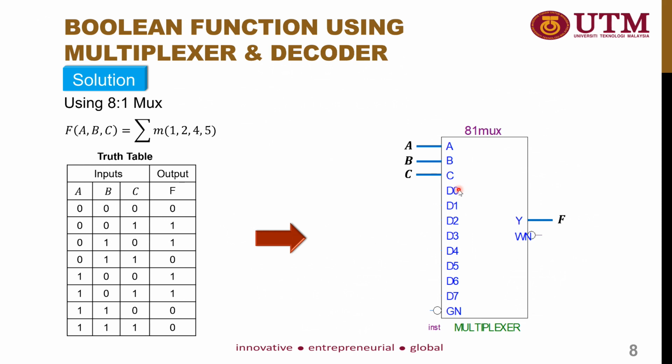In order for us to represent the outputs of 0 and 1, we need to use VCC and also the ground. In this example, VCC represents the digital input 1 and the ground represents the digital 0. From the truth table, A is equal to 0, B is equal to 0, C is equal to 0, the output will become 0. So D0 is connected to the ground.